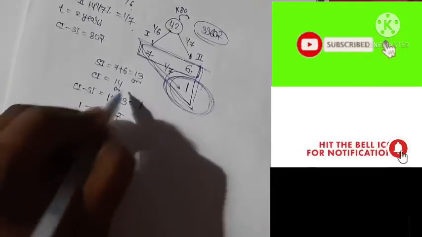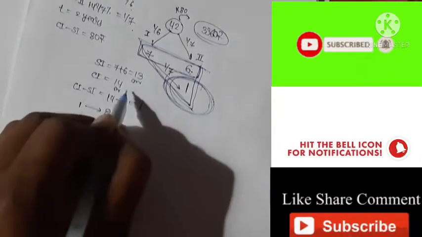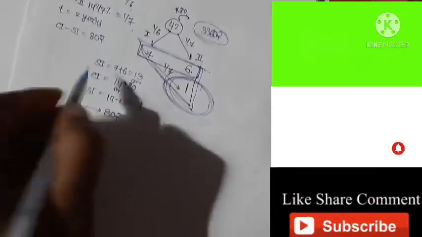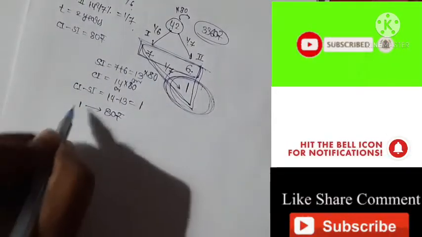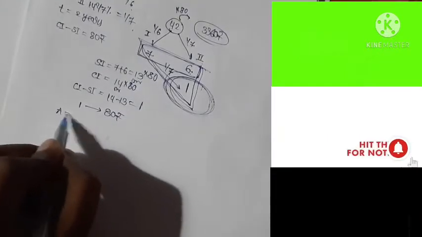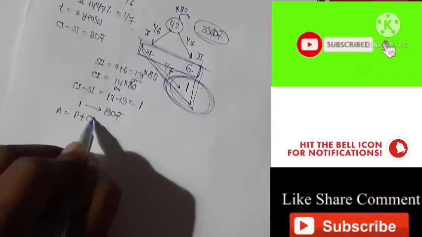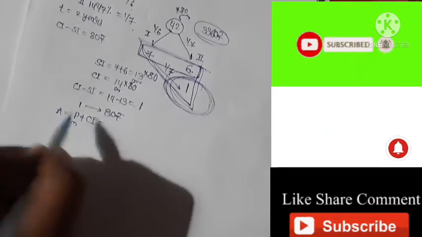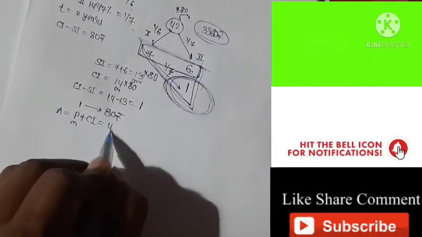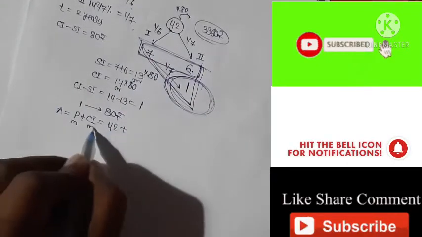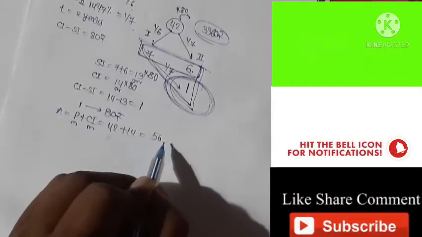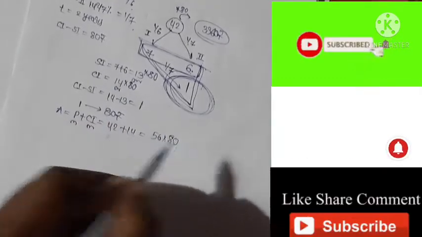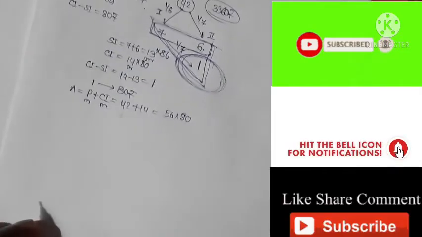So compound interest is 14 into 80, simple interest is 13 into 80. So here amount is equal to principal plus compound interest. So principal is 42 units, the compound interest is 14 units. So total value is 56 into 80. Then we will get the amount.